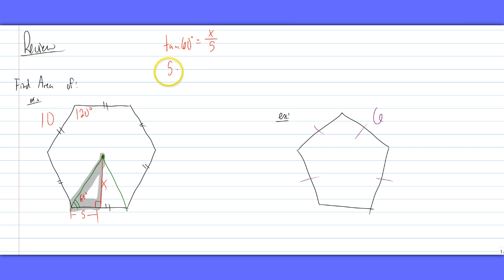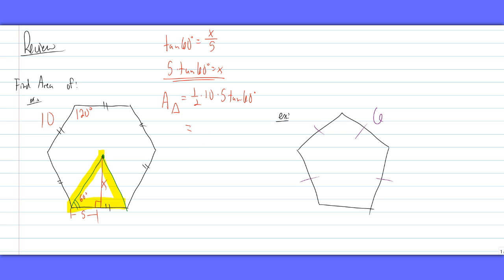Multiply both sides by 5. And there is the exact length of x. Now the reason why that's significant is because next thing we're going to do is find the area of this entire yellow triangle. So kind of block this little part off, and I'll say the area of that triangle is equal to 1/2 times the base. The base of this whole yellow triangle is 10 times the height, which we just found, that's that x value, that's 5 times the tangent of 60.